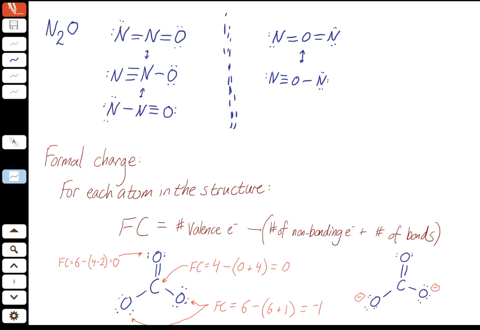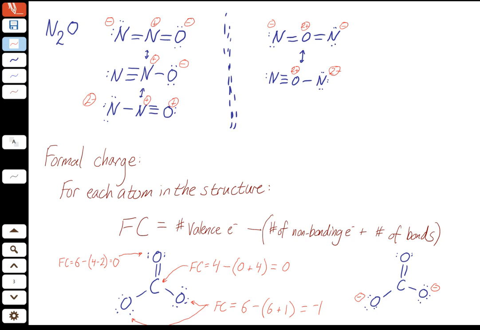Any issues with those? Okay, so now let's look at those numbers and use that to make some judgments about what the better structures are. So first off, based on our rules, which structures are probably not major contributors here? The ones with plus or minus 2. I'm not going to get rid of them because they exist, but I'm just going to put parentheses around them. So we can say these are technically correct Lewis structures, but probably not major contributors.